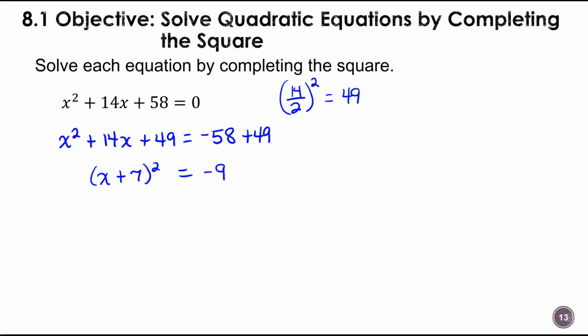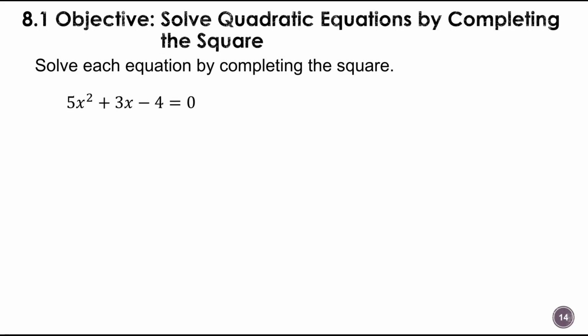And then we apply the square root property. That makes this x plus 7 equals plus or minus the square root of -9. And then subtract the 7. -7 plus or minus. Now this is -1 times 9. And so that's going to be 3i. And so we have that solved then for x.